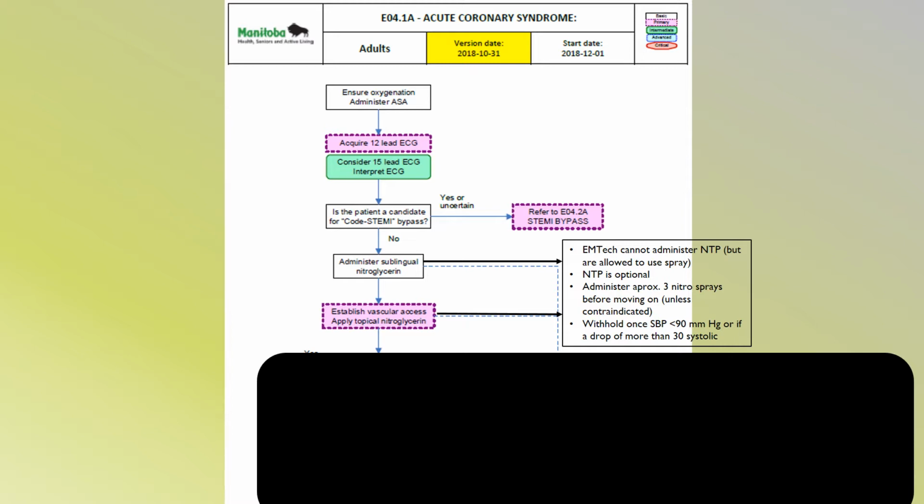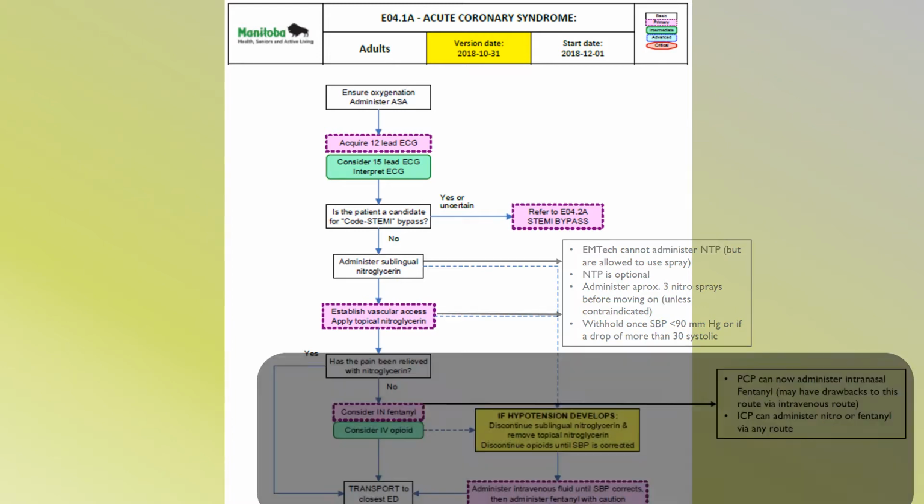And just so you know, PCPs are kind of new to moving on to fentanyl in this care map. So generally the guideline is that you administer nitro spray 3 times before moving on. That is, unless maybe you give 1 spray and you have a significant drop in blood pressure. Obviously, don't do it again. And if the patient's blood pressure goes too low, then you need to give them fluid. And we'll talk about fluid in a second here.